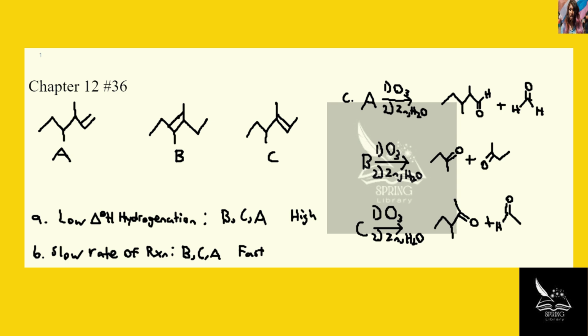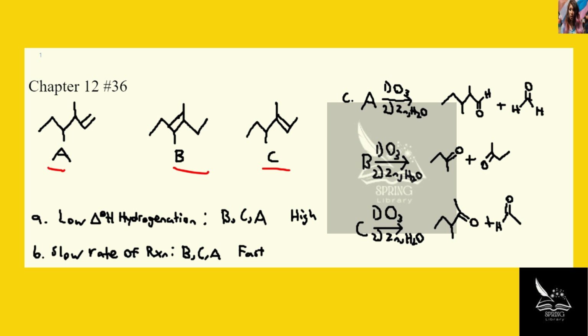This is the answer to Chapter 12, problem number 36 from the Smith Organic Chemistry textbook. This problem is giving us 3 alkenes and then asking us a series of questions about these alkenes. And so I've drawn them here, A, B, and C.